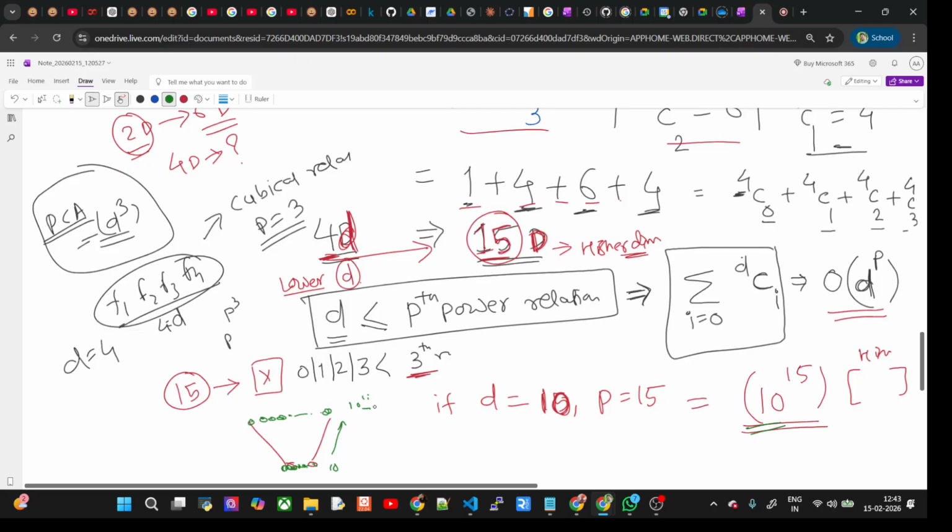And if you really want to do it, you can just put d as 10, and then you have to do all these summations of 10c1, 10c2, 10c3, and so on, you have to do everything till p. So like this you need to calculate, if you want that many features in the higher dimensions.